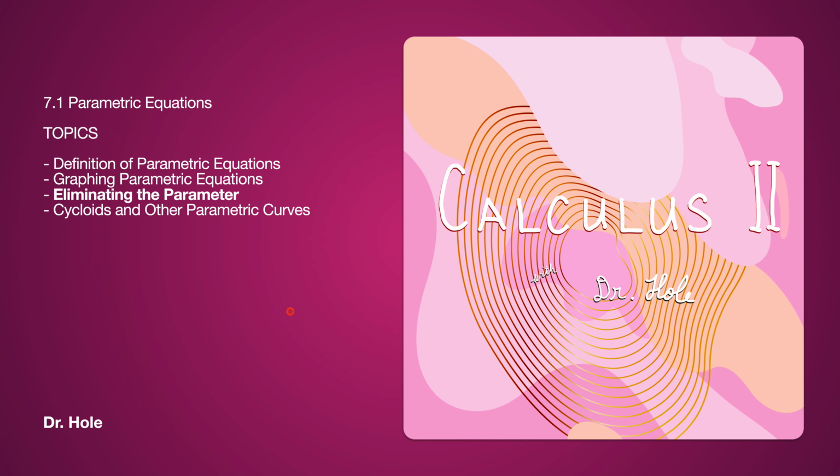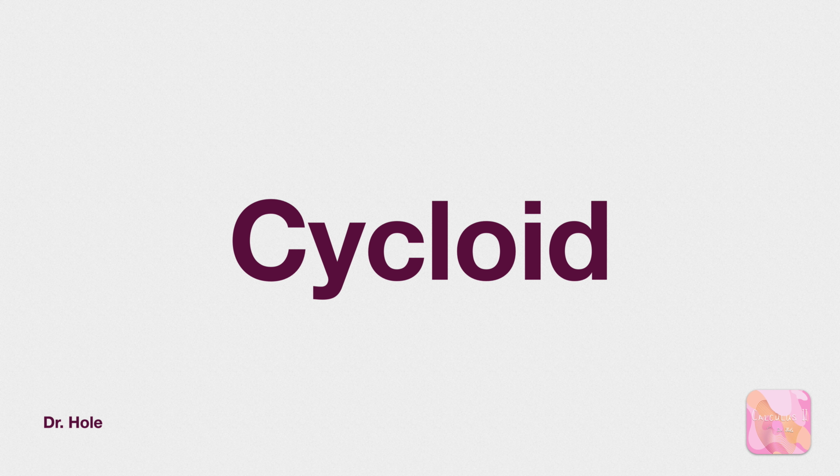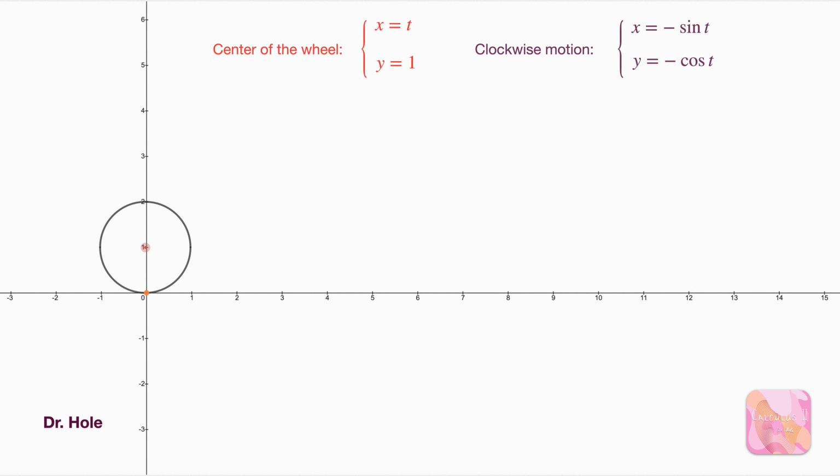Nice. So we had graphing using Desmos, and we have graphing by changing from a parametric form into a rectangular form. Let's finish this video by looking at some special parametric curves. A cycloid. Cycloid is very interesting.